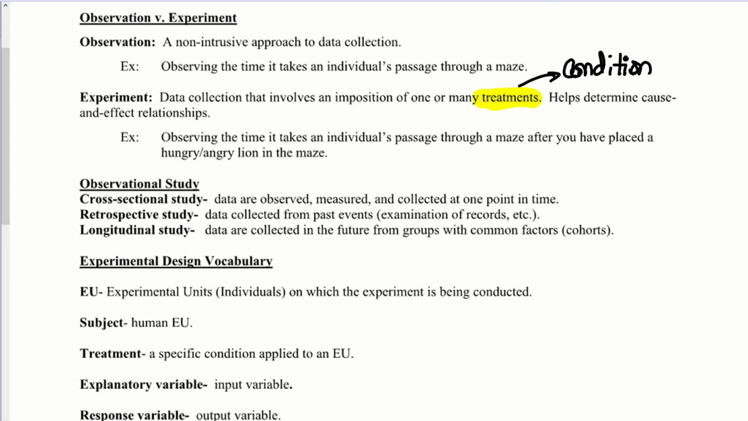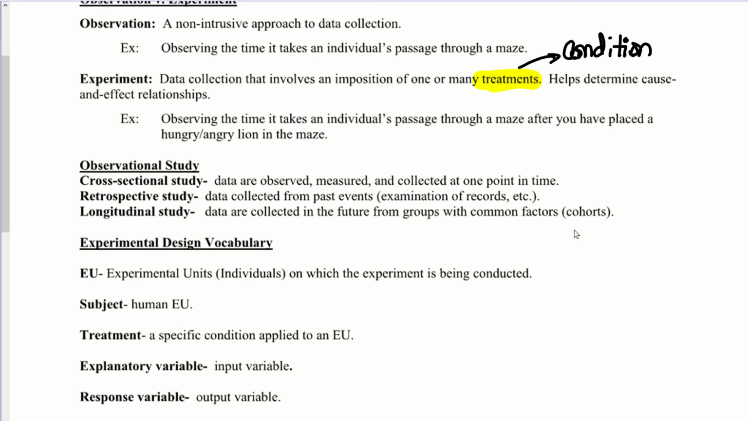I like condition better. So it's a condition that causes change. All right. So it's something that wasn't there before. All right. And that's the only way that you can establish cause and effect, by having some sort of condition that you're applying to a situation to see what happened before that condition, or what happens without that condition being imposed, and what happens with that condition being imposed, and then comparing the two.